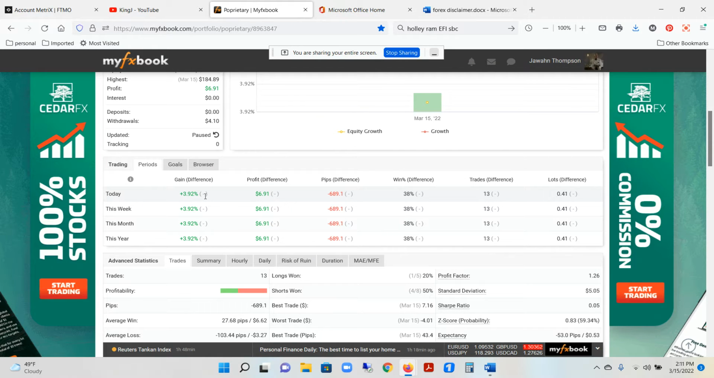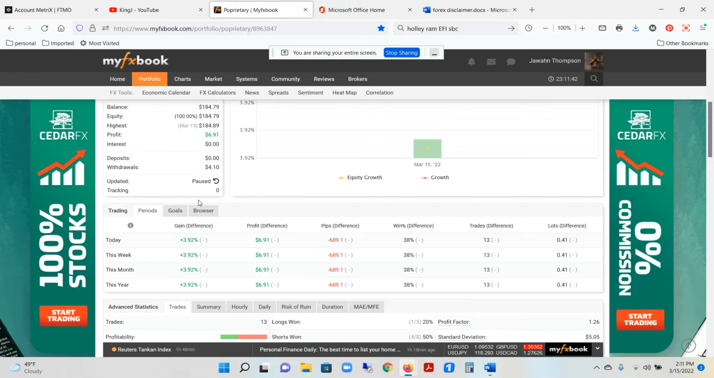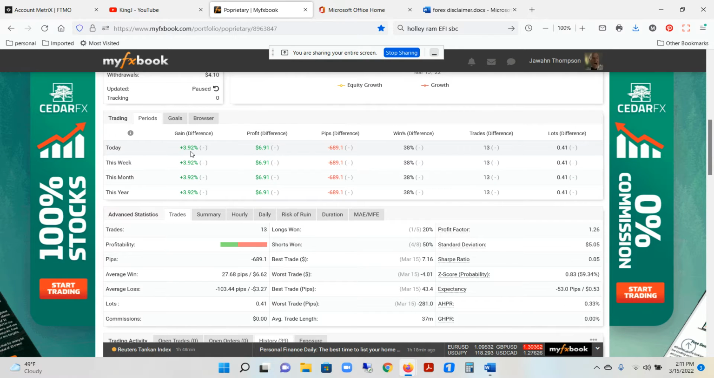As you can see here, it's 5 point something yesterday. I know you saw that flash on the screen. It's like 5 point something yesterday, and 3.9 today. So we're over 10% for the week. I'm averaging 5% a day. Is that sustainable? Probably not.